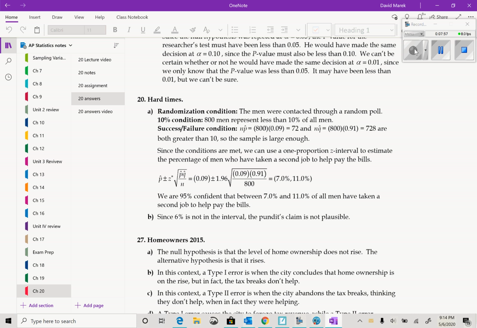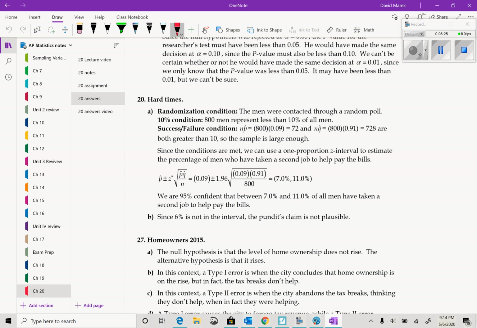We can do a 1 proportion z interval to estimate this. So again, they wrote out the formula, then they show plugging the numbers into the formula. We're looking for a 95% confidence interval, so that's how we get the z star value here of 1.96. They said z interval, so that's a predictable thing here. Don't need a calculator for that.